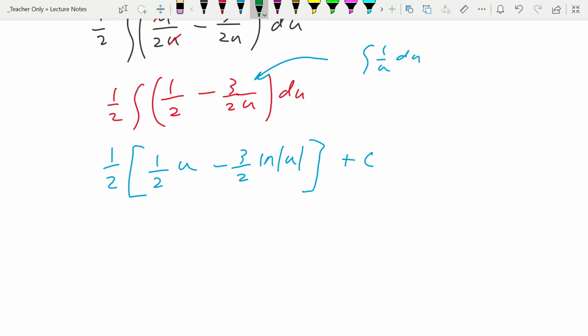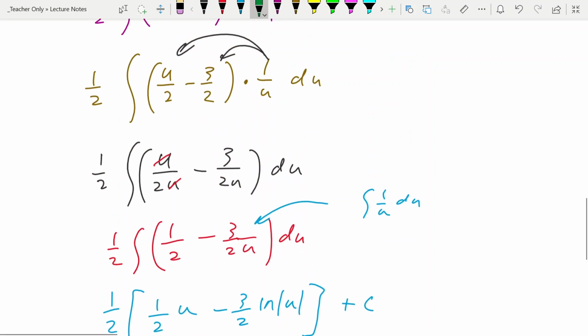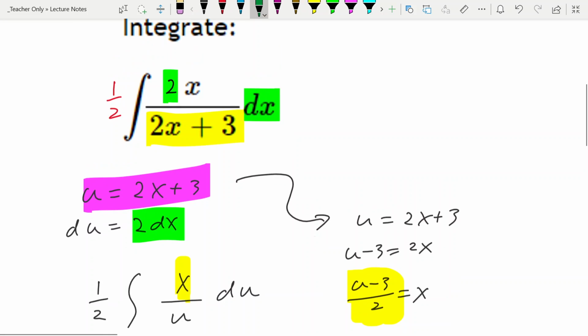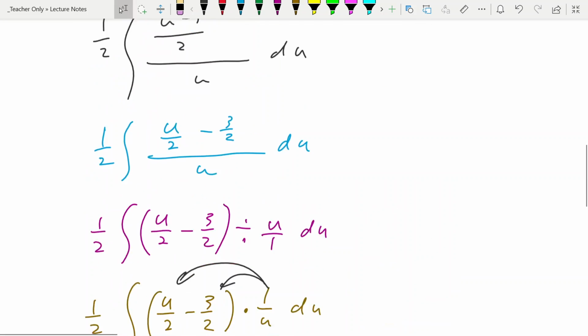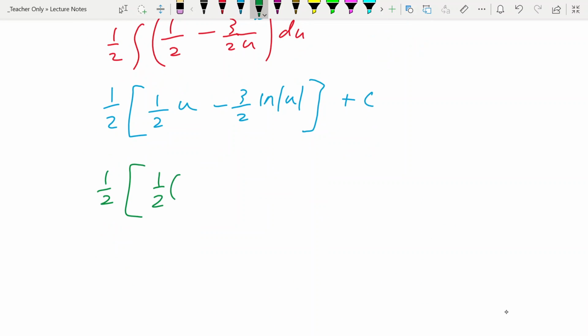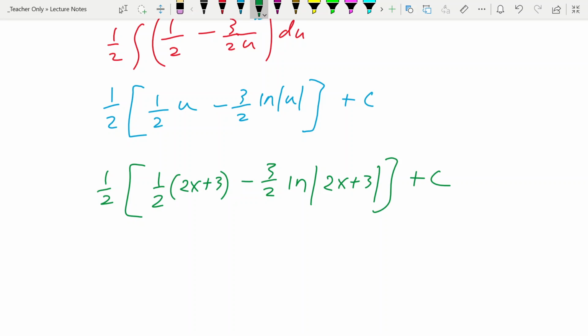Okay, so now moving right along, we're almost done here. We didn't start with u, so we can't end with u. So I'm going to be left with 1/2 times 1/2. Where was u? All the way back up at the top. That was 2x plus 3. So u is 2x plus 3, minus 3/2 times the natural log of the absolute value of 2x plus 3. And of course, plus c at the end.